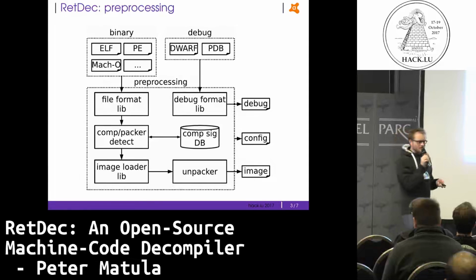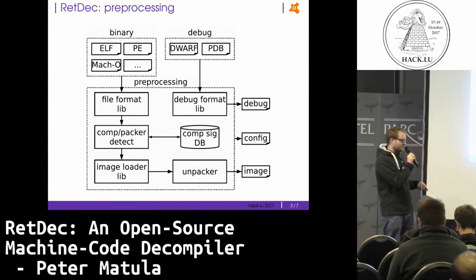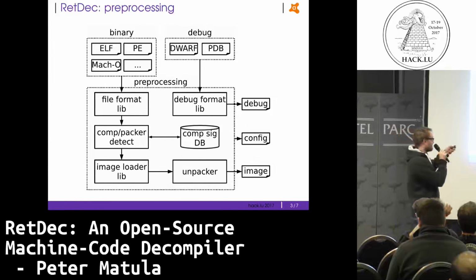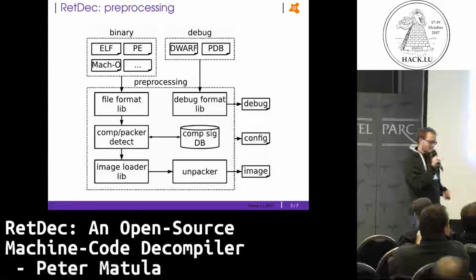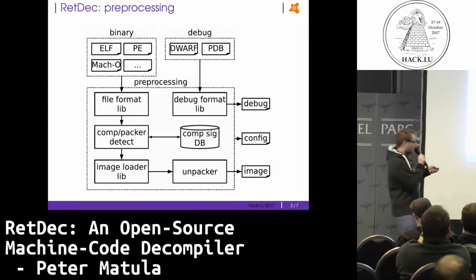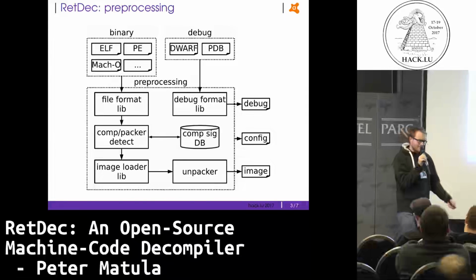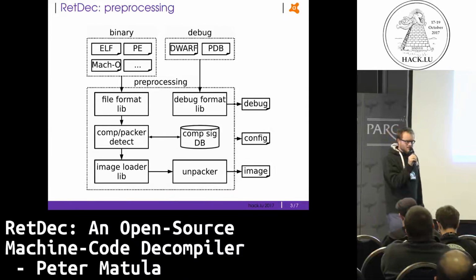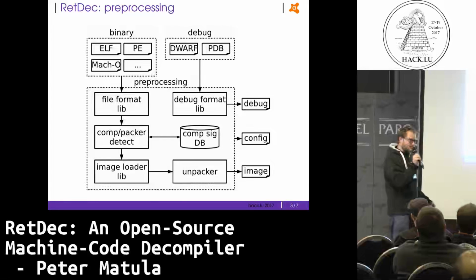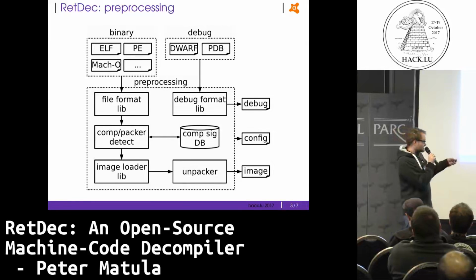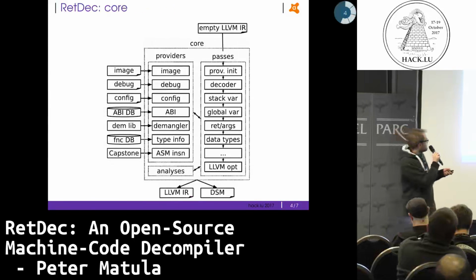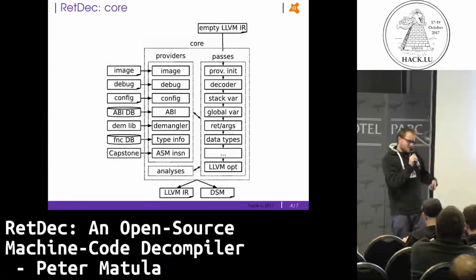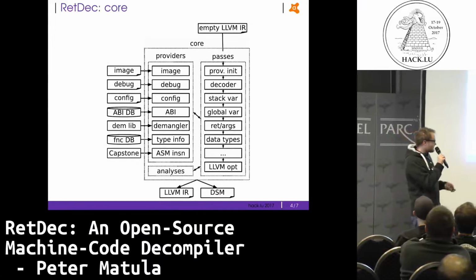We support all the major formats, and then we've got some libraries that can uniformly represent them. So we parse it, and then all the other code just works with the library, and it doesn't matter what is underneath. We also have an image loader library, which tries to simulate statically what the operating system would do and how it would be loaded into memory. There are some other things like unpackers and some signature detections, YARA and so on. The core is working on LLVM.